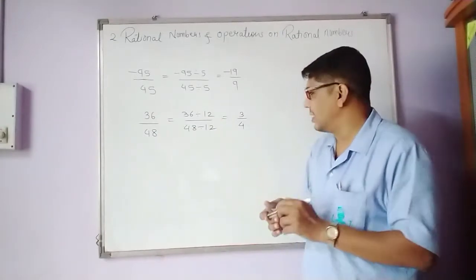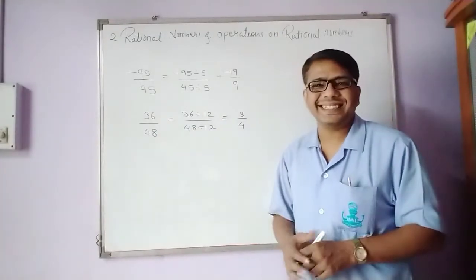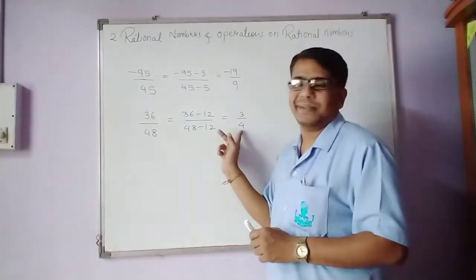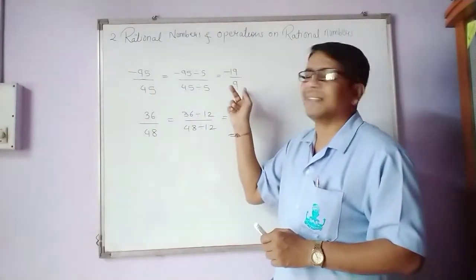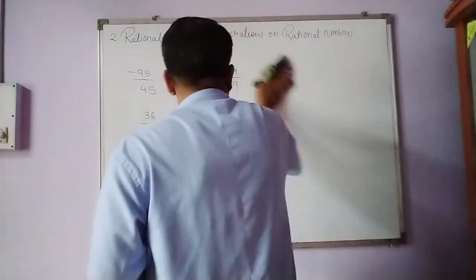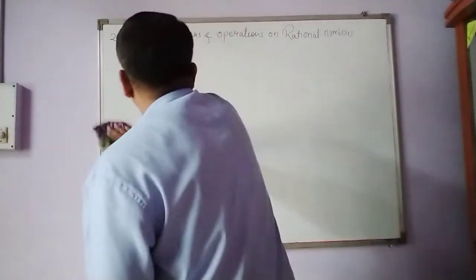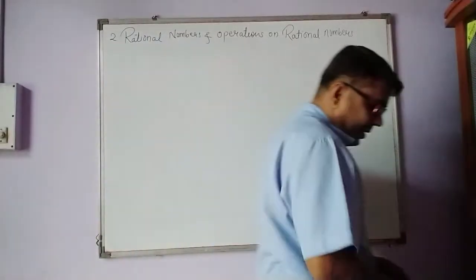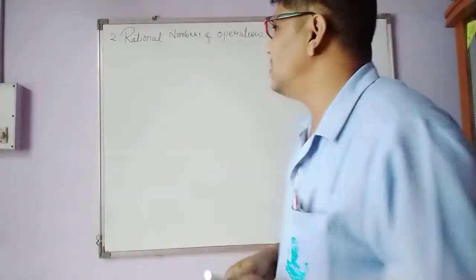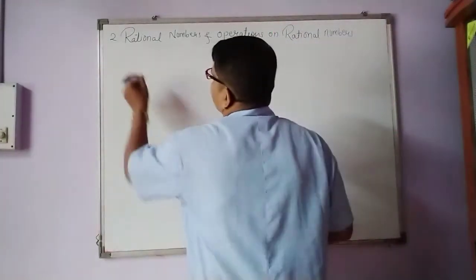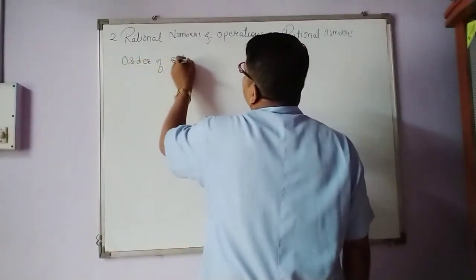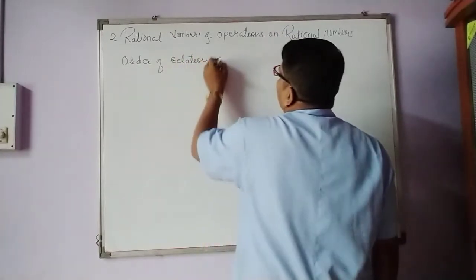In other words, if you see now, are these equivalent fractions? Yes, they are. So this is an equivalent form of this rational number. Do you get it? So they are interlinked. Okay. Now, next we can study the order of relation of rational numbers. Means to decide which rational number is bigger or smaller. Order of relation of rational numbers.